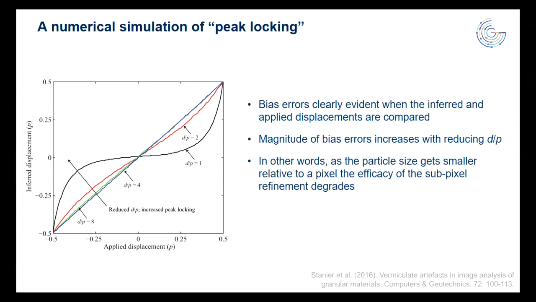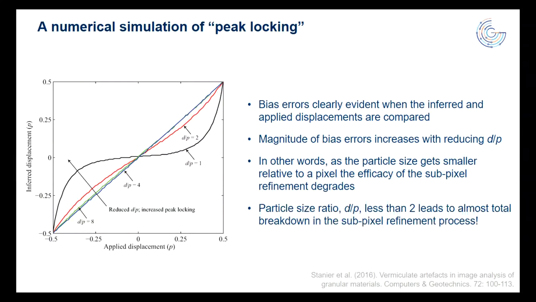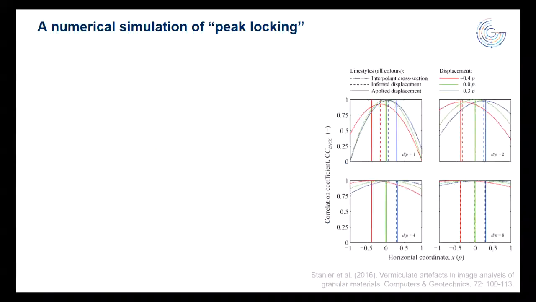We can see that there's not much difference between the D on P of 4 and the D on P of 8 line. So less than 2, you're getting what we call peak locking, where you're going to get these biasing displacements. From about 4 and above, we have less of a problem.